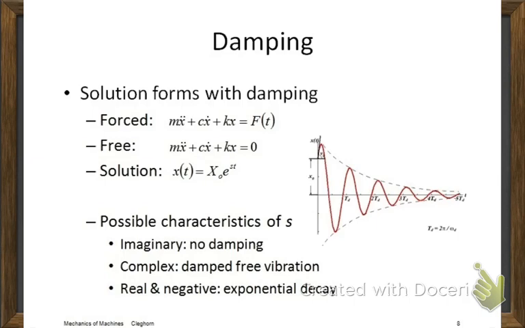And we can still write that in terms of a magnitude times e to the st power. But now there's just more possible solutions for s instead of just being imaginary. The imaginary one was that there was no damping. If it's a complex number, then there's a damped free vibration, which is like the picture shown here. And you see that there's an oscillation plus there is an exponential decay going on. And the third possible characteristic of s could be just a real negative value, and that's when you only have exponential decay, when there are no oscillations going on at the same time. So a little bit about damping, and we'll be talking about that a little bit later.